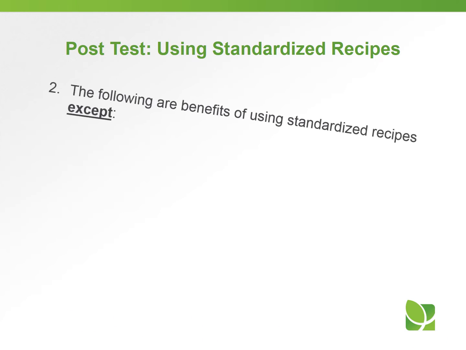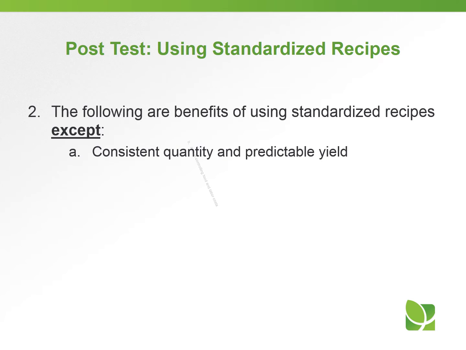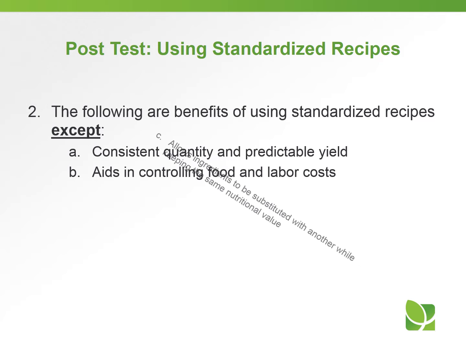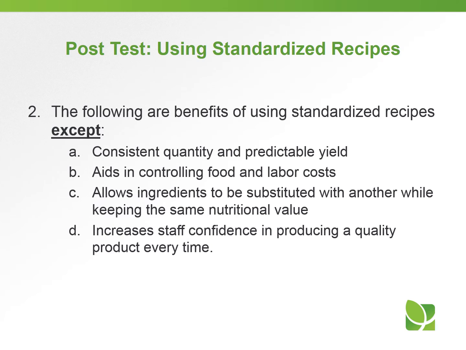Question number 2. The following are benefits of using standardized recipes except for A, consistent quantity and predictable yield. B, aids in controlling food and labor costs. C, allows ingredients to be substituted with another while keeping the same nutritional value. And D, increases staff confidence in producing a quality product every time.